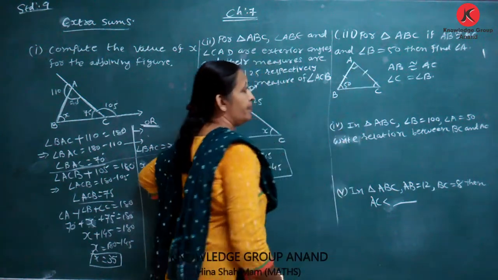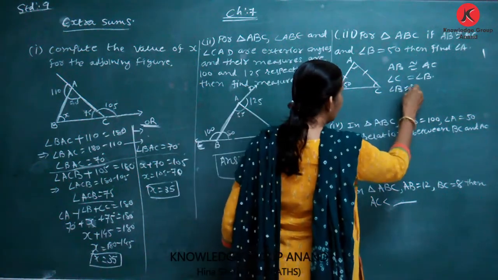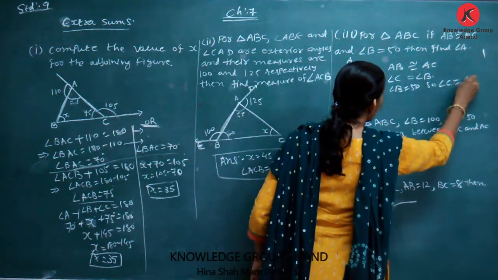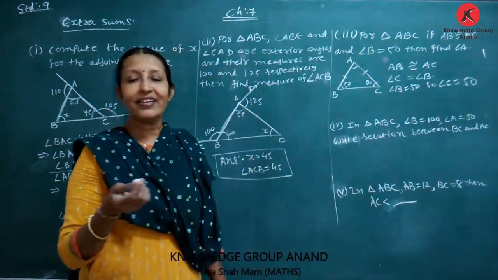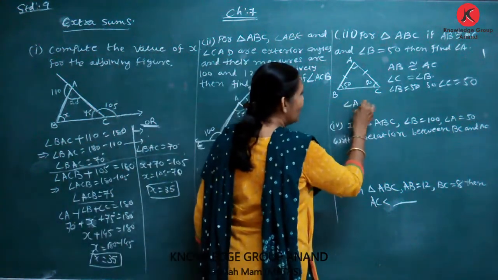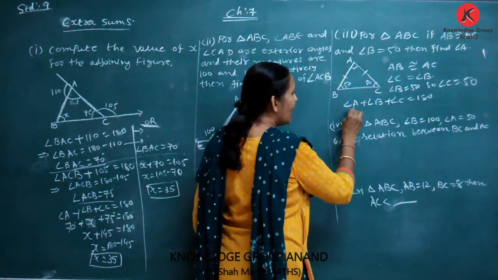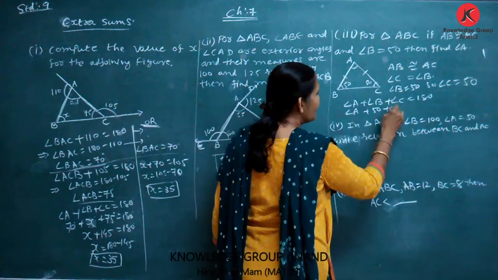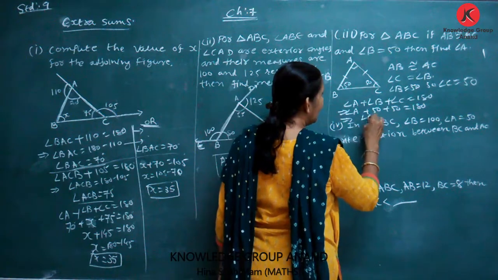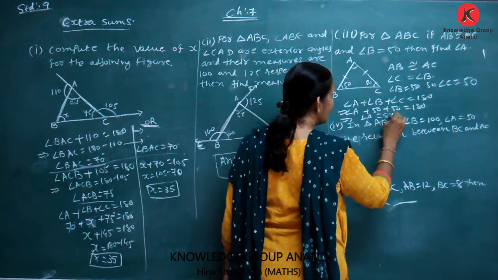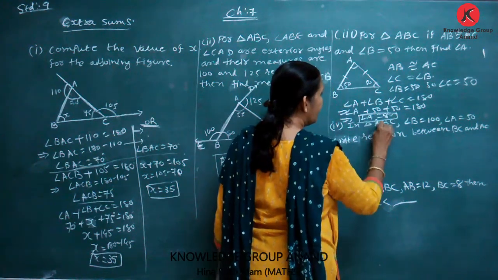Find angle A. Here angle C is equal to angle B, and angle B is equal to 50. So angle C is also 50. Find angle A. How do we find it? Angle A plus angle B plus angle C is equal to 180. Angle A plus 50 plus 50 is equal to 180. Angle A is equal to 180 minus 100, which is 80. Angle A is equal to 80.